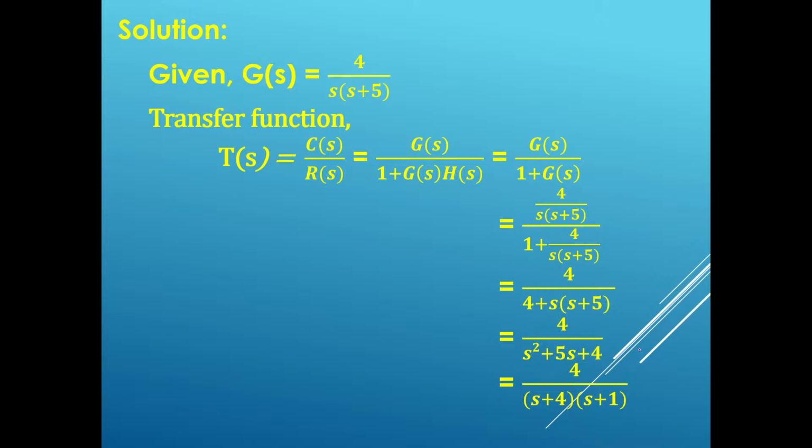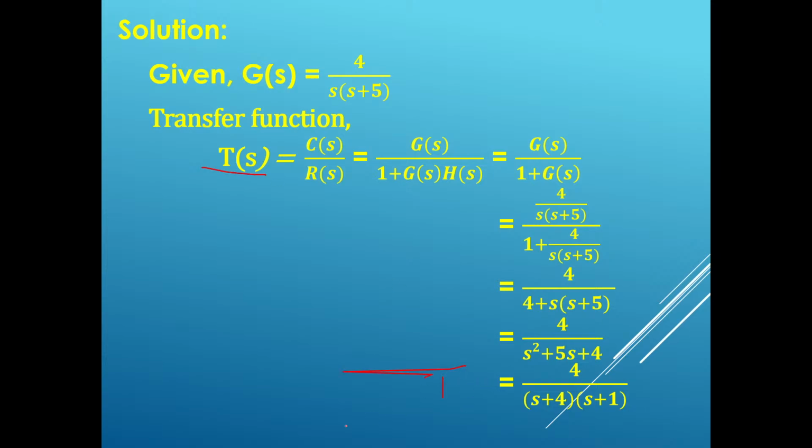So this is s square plus 5s. I think this is correct: 4 divided by s square plus 5s plus 4. Determine the roots of this denominator, s square plus 5s plus 4, and you will get s plus 4 into s plus 1. That's it. I have wasted enough time here because the terms were mismatching. Okay, so this is our transfer function now.